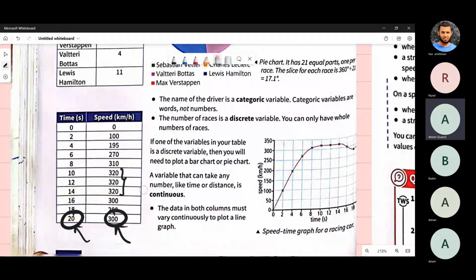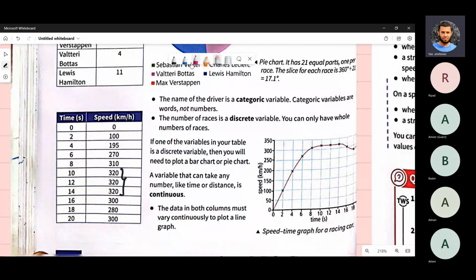Yes, you can just look at the graph and tell that it was increasing its speed and increasing and increasing, and then the line is horizontal. The speed was constant, and then it became slightly less.